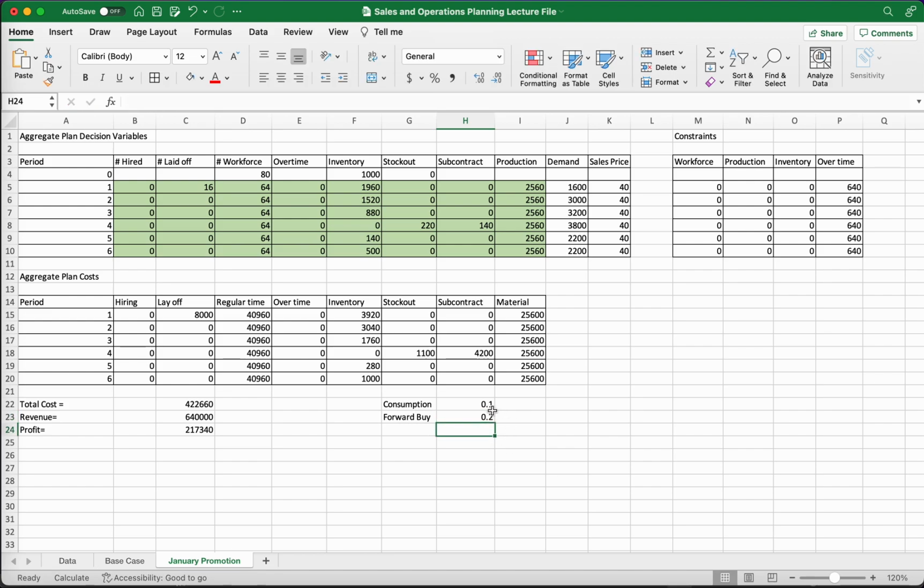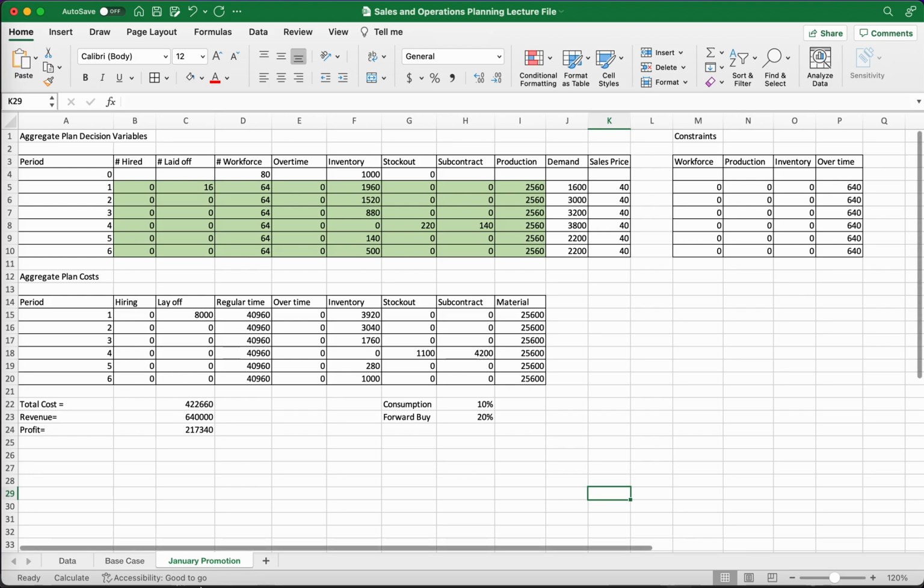So what does this mean? We'll talk about that in a second. Let me write these as percentages. So what does it mean for consumption to be 10%? Let's say we're doing a promotion in January. It means that because you're offering a promotion in January, the demand in January increases by 10% automatically because you are selling it at a lower price. So people who are going to buy a competitor or not buying this product at all are going to buy this product. So demand will go up by 10%.